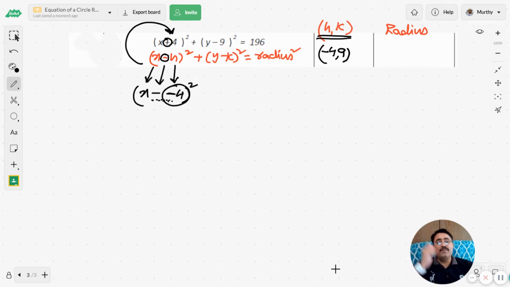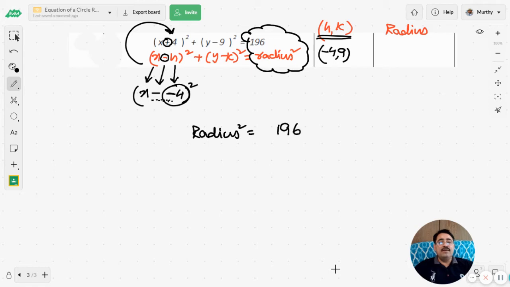As I mentioned in the previous examples, here radius square equals 196. To eliminate the square, we take the square root. Compute the square root of 196.